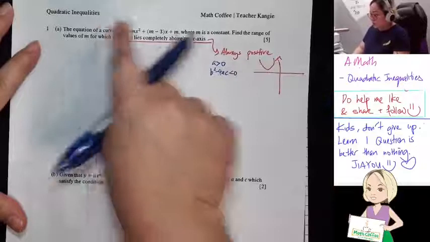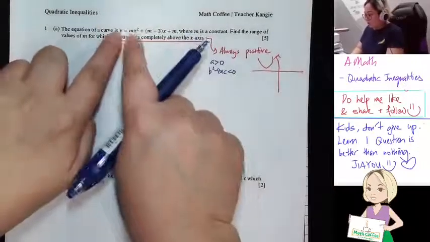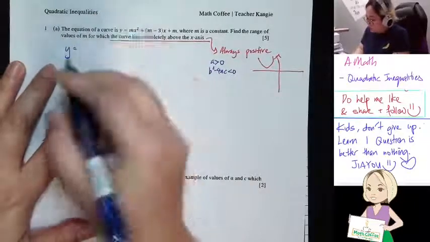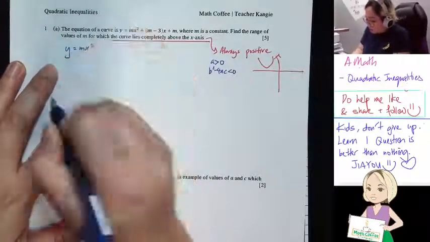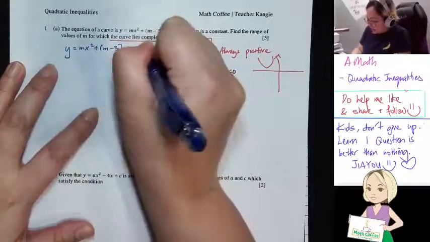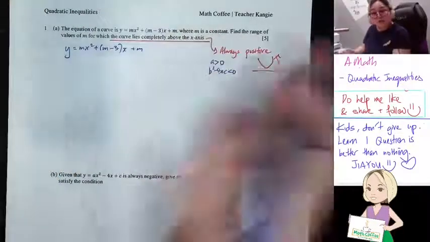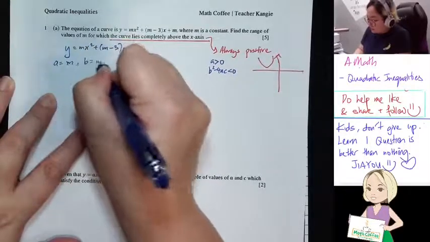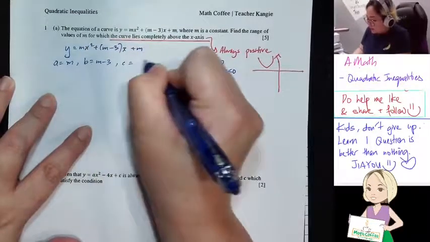So let's take a look over here. You look at here, I'm going to write out y equals mx squared plus (m minus 3)x plus m. So this is already arranged nicely. So my a is m, my b is m minus 3, and my c is m.